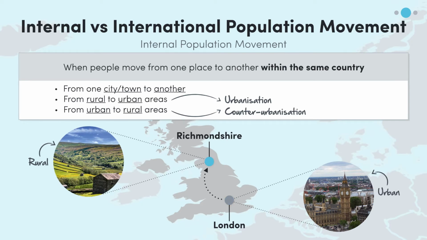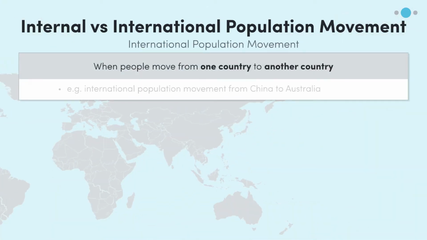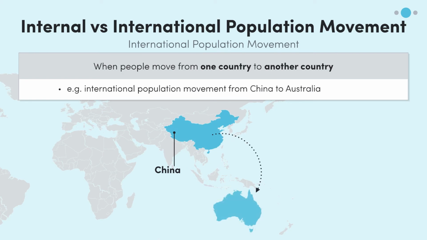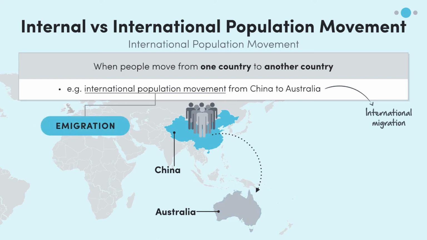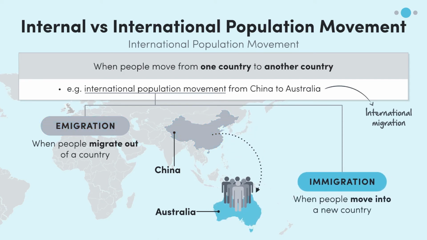Although there are lots of different examples of internal population movements, the important thing to remember is that they only include migrations around the country, not in and out of it. That brings us onto the next type of population movement. When people move from one country to another country, for example from China to Australia, this is known as international population movement. This is what's commonly called international migration. We can break this down even further. When people migrate out of a country, this is called emigration. And when people move into a new country, this is known as immigration.